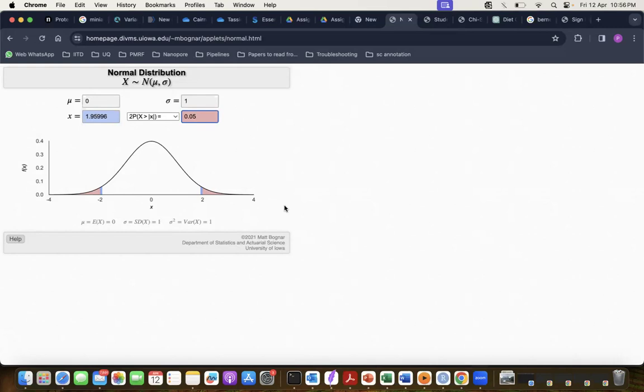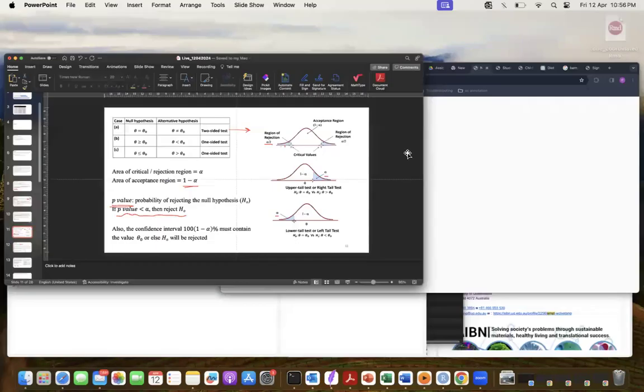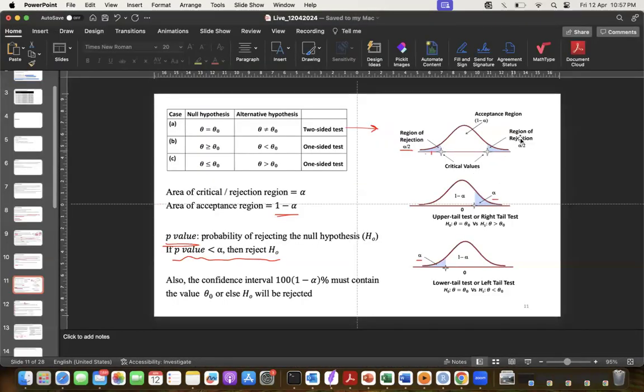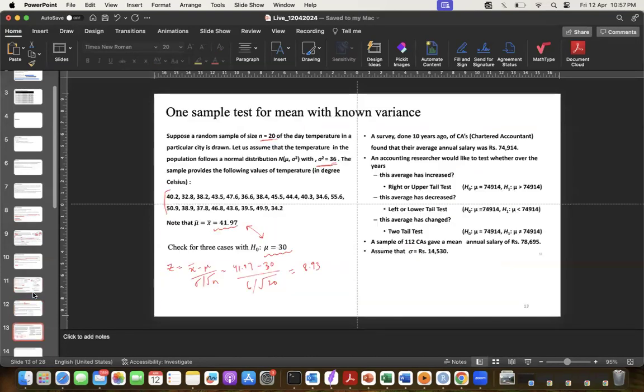The value we got here was 8.93. So definitely this value is somewhere here, towards the shaded region. When something is in the shaded region, that's the region of rejection. So we need to reject the hypothesis here. The hypothesis was that the population mean is 30, but we can successfully reject it, right?